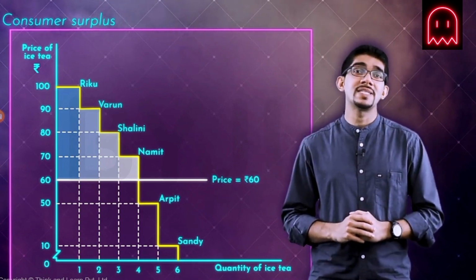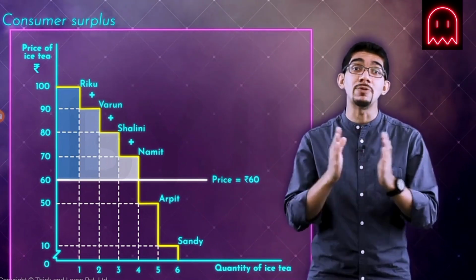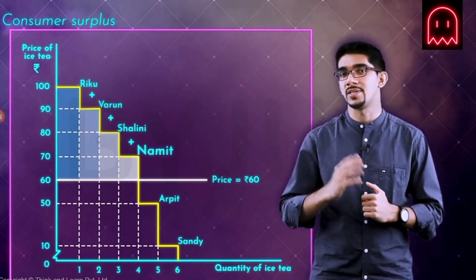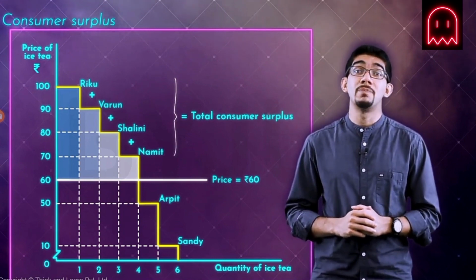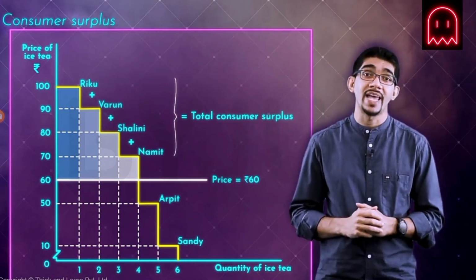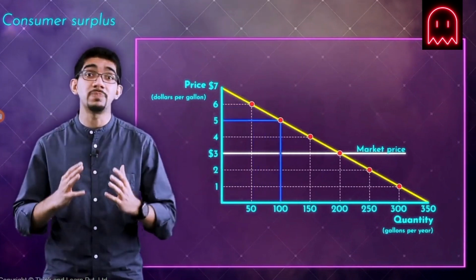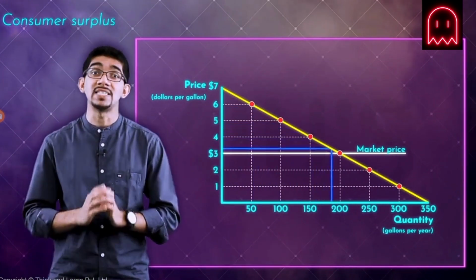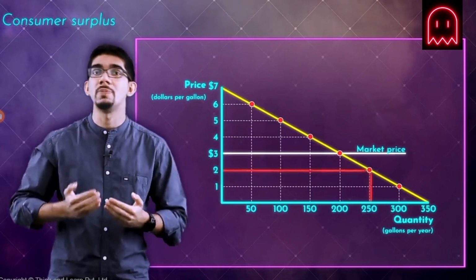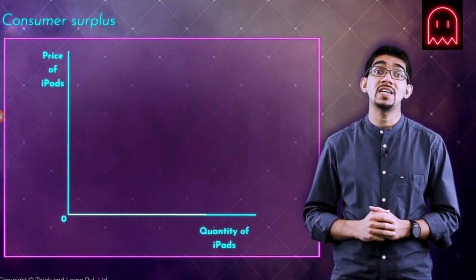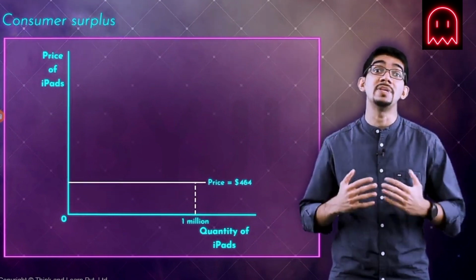The total consumer surplus achieved in this market is just the sum of the individual consumer surpluses achieved by me, Varun, Shalini and Namit. So total consumer surplus is equal to the combined area of the rectangles, the entire shaded area here. Our graph actually illustrates a general principle. The total consumer surplus generated by purchases of a good at a given price is equal to the area below the demand curve but above the price. The same principle applies regardless of the number of consumers. When we consider large markets, this graphical representation of consumer surplus becomes extremely helpful.